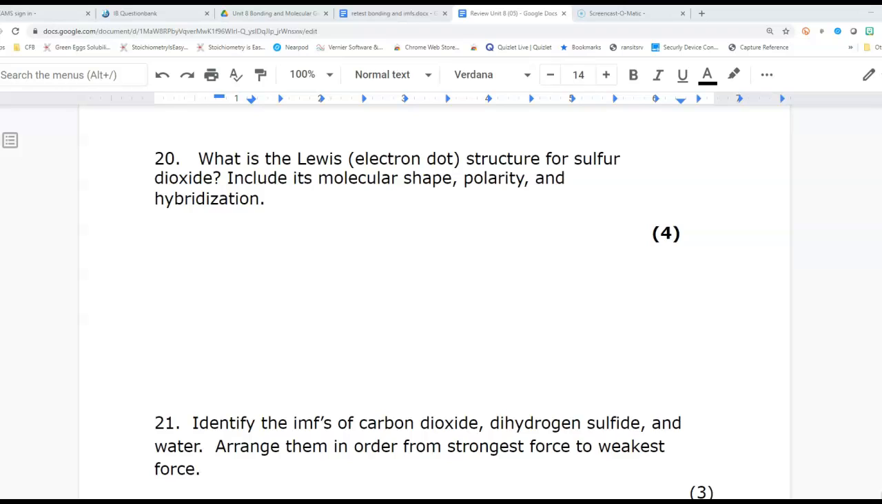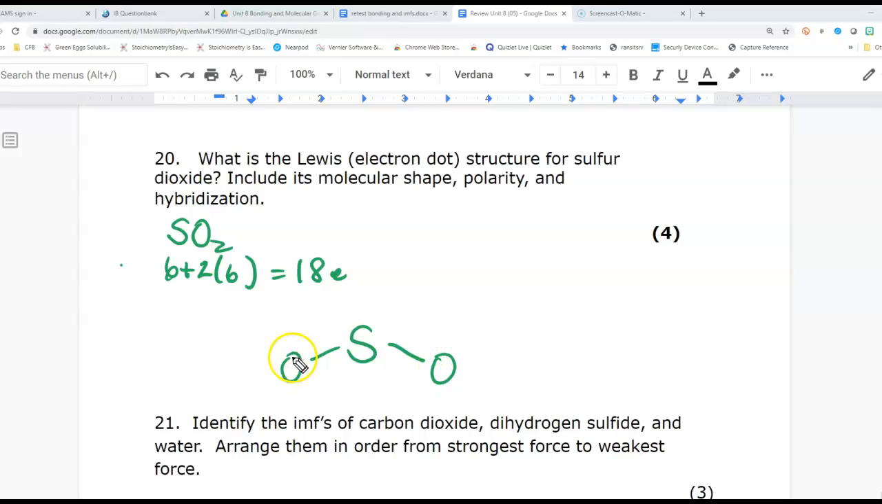Okay, so on this question, what is the Lewis dot structure for sulfur dioxide? Include its molecular shape, polarity, and hybridization. And so we have to be able to draw this effectively and identify all of those things. Sulfur dioxide is SO2. I'm going to add up 6 plus 2 times 6, so I'm going to end up with 18 electrons. I'm going to put sulfur in the center, and then bond the oxygens around it just like this. And I'm going to go ahead and play with these electrons just a little bit.